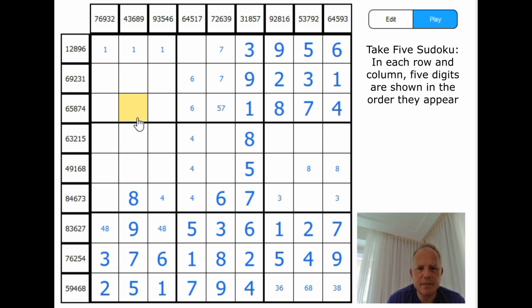3 must be here or here. 6 must be here or here to be after the 3. 4 must therefore be in the top box. It can't be there because of that 4. So it's in one of those two cells for that column.